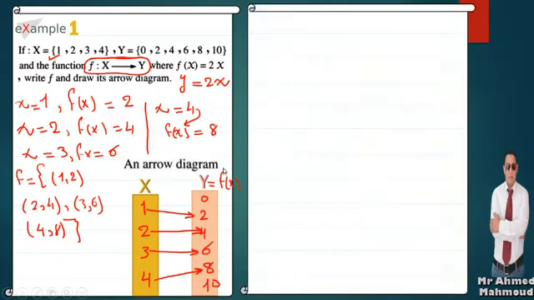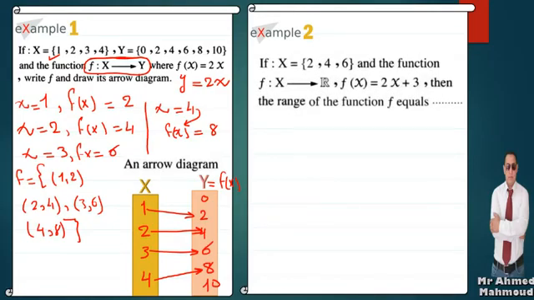The next one, in example 2, we have x equal to 2, 4 and 6, and the function f from x to R. That means the domain is x and the codomain is R. And this is the rule of the function: f of x equals 2x plus 3, or in other words, y equals 2 times x plus 3. Now find the range of this function.